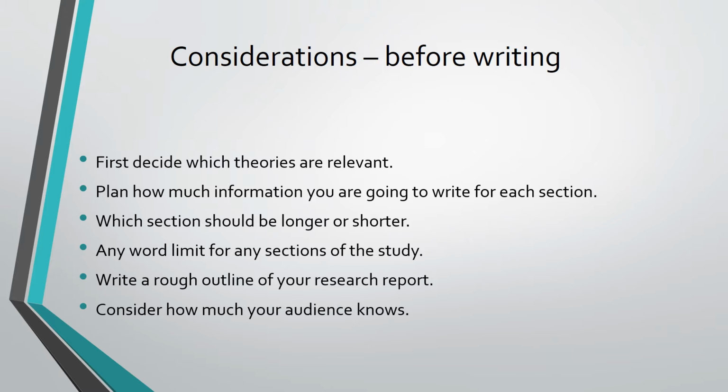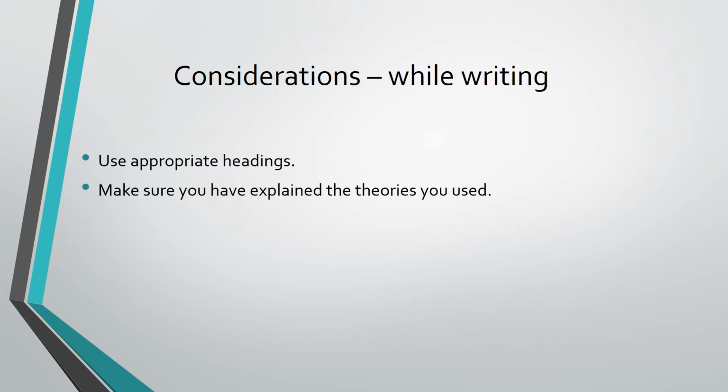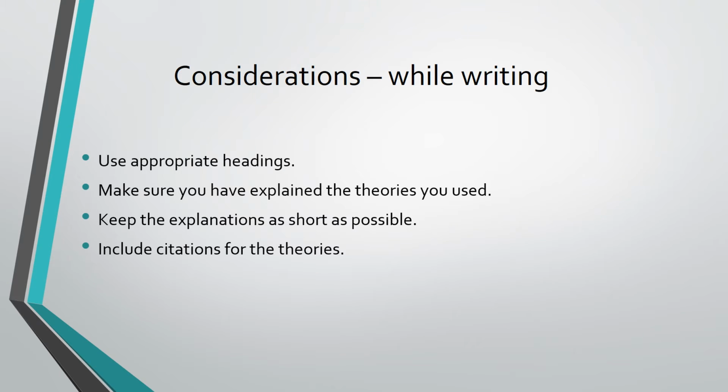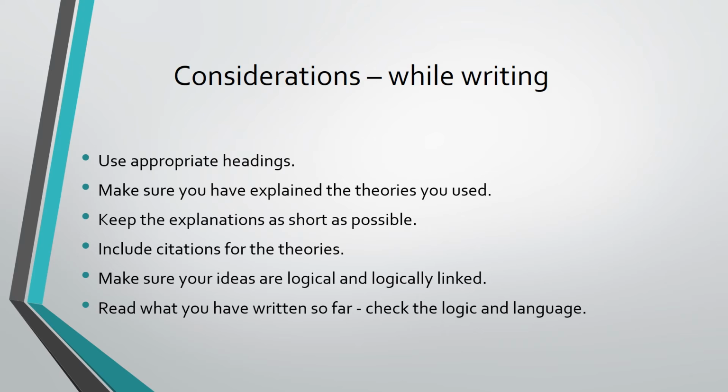Next, some things to consider while you are writing. Have appropriate headings for each section you write. Do not just copy headings that are given in writing guides provided by your lecturers. Make sure you have explained the theories you used, but keep the explanations as short as possible. Make sure you include citations for the theories you have used. Make sure your ideas are logical and logically linked. From time to time, read what you have written so far and check the logic and language. This is also helpful to see if you have written too much or too little for any section.